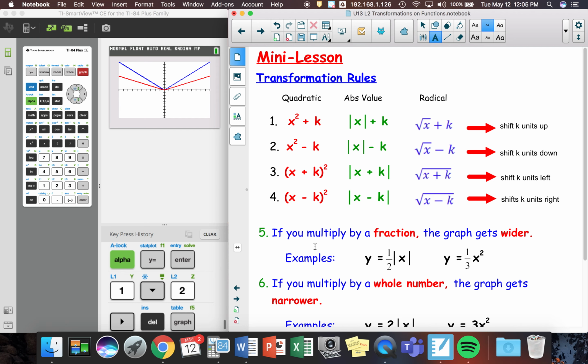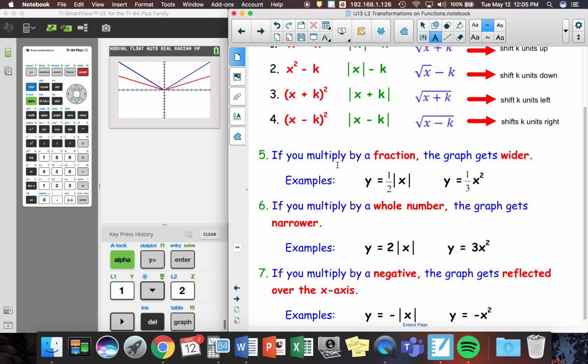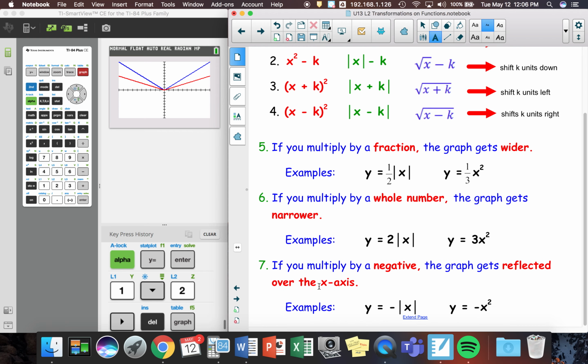Okay? And like we said before, if you multiply by a fraction, the graph gets wider. So if you multiply by a half or by 1/3, it just opens up some more. If you multiply by a whole number, the graph gets narrower. So it gets skinnier. Now this one we didn't really talk about, so I'm going to put a star next to that. If you multiply by a negative, okay, the graph gets reflected over the x-axis. So let's take a look at that.